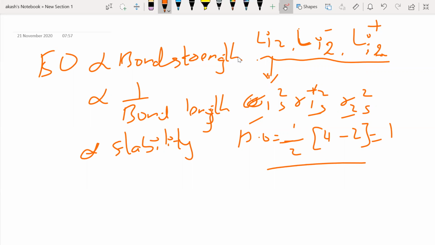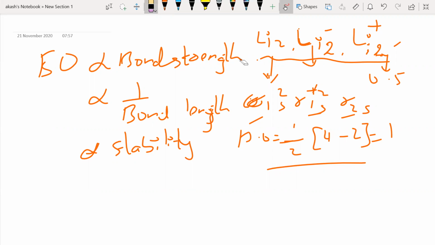Now, if I have Li2 minus, or first we'll calculate for Li2 plus. If you take it for Li2 plus, now what will happen? Instead of this 2, you will have 1. So now what will happen? It will become 0.5. If you calculate, you will find the bond order of Li2 plus to be 0.5. Okay.